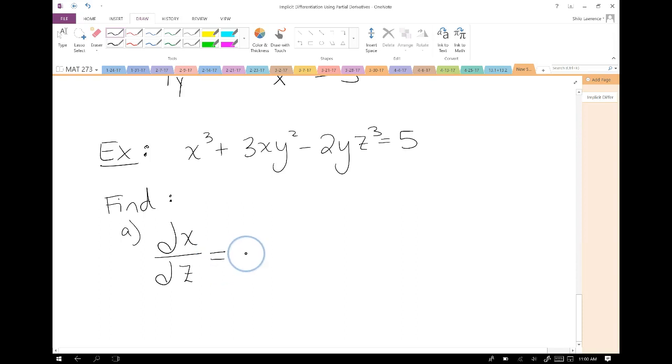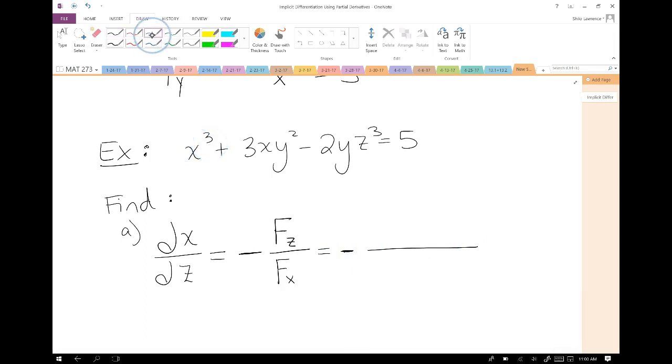And I can do that if I negate it and flip it. So I don't want z in the bottom, I want z in the top. And I don't want x in the top, I want x in the bottom. So I don't have to think of this as an implicit Calculus 1 derivative. I can do this with my regular old partial derivatives that we just learned if I negate it and flip it. So in the numerator, I want to put the partial derivative with respect to z.